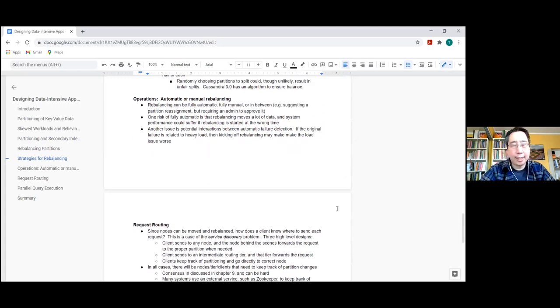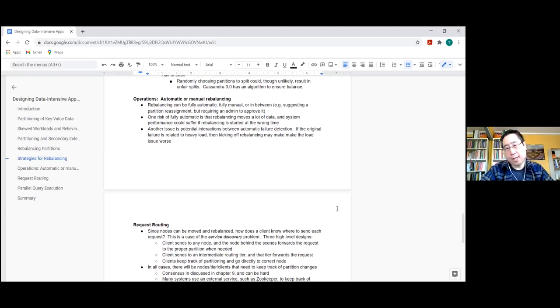All right, and then the last thing on rebalancing I thought was kind of interesting is you could do it in a fully automated way where the system just says, whoa, look, this partition's really big. It's 22 gig. We said 20 was a limit. I'm gonna split it. I'm gonna move half of it onto this other server that has lighter load.